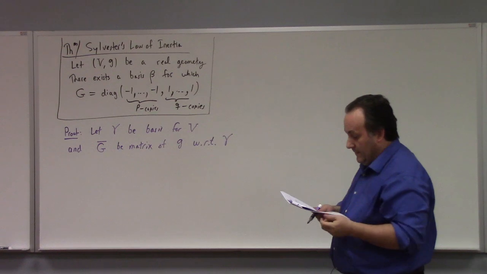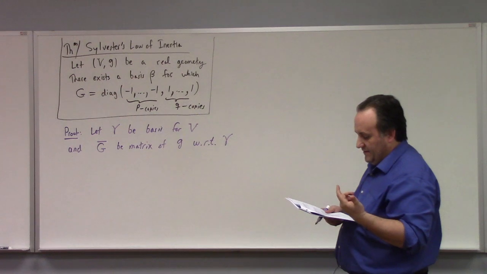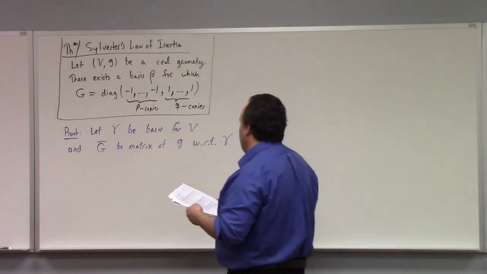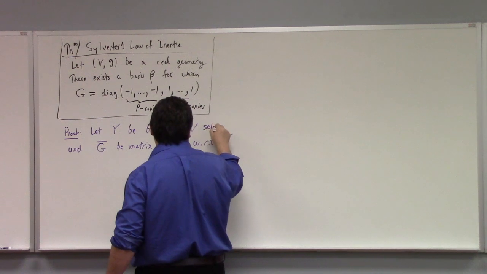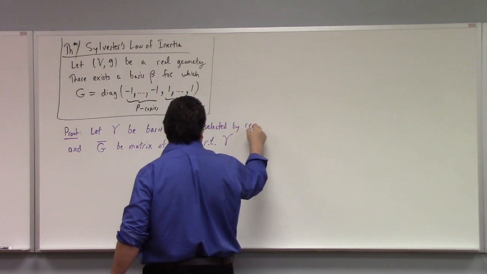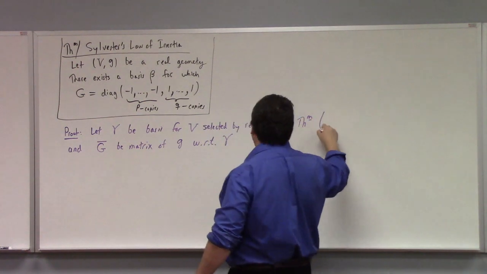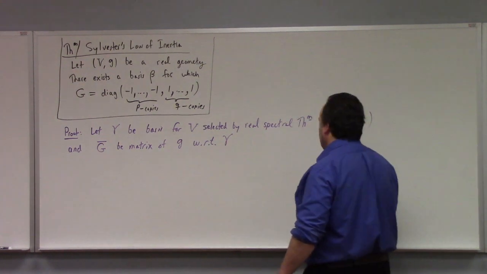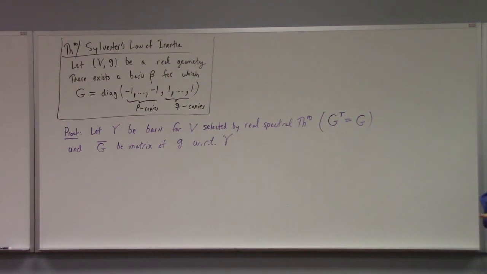We can apply the real spectral theorem to find an orthonormal basis. Let gamma be the basis for V, selected by the real spectral theorem. Why can I do that? Notice that we're assuming G transpose is equal to G, so it's a real symmetric matrix. It's self-adjoint. Therefore, there is an orthonormal basis. I'm going to call that orthonormal basis gamma.